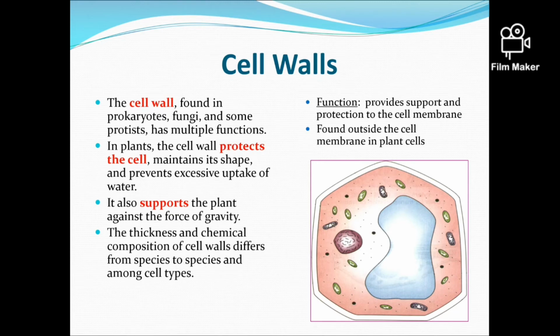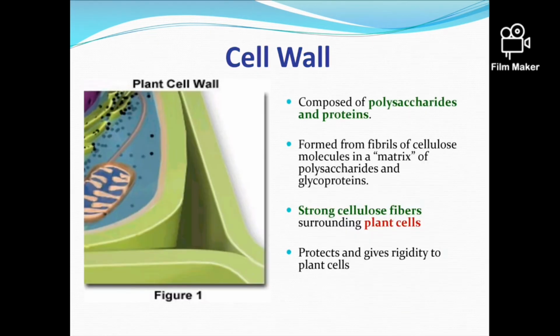The thickness and chemical composition of cell walls differs from species to species and among cell types. The function? It provides support and protection to the cell membrane. It is found outside the cell membrane in plant cells. Cell walls are composed of polysaccharides and proteins. Cell walls are also formed from fibrils of cellulose molecules in a matrix of polysaccharides and glycoproteins.